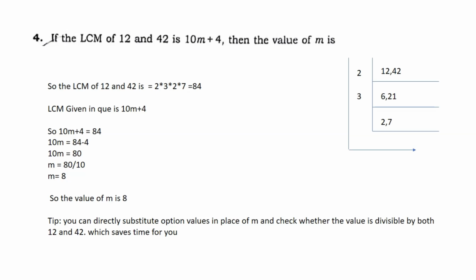But here I am giving you a tip. You can directly substitute the option values in place of m and check whether the value is divisible by both 12 and 42, which saves time for you. Right?